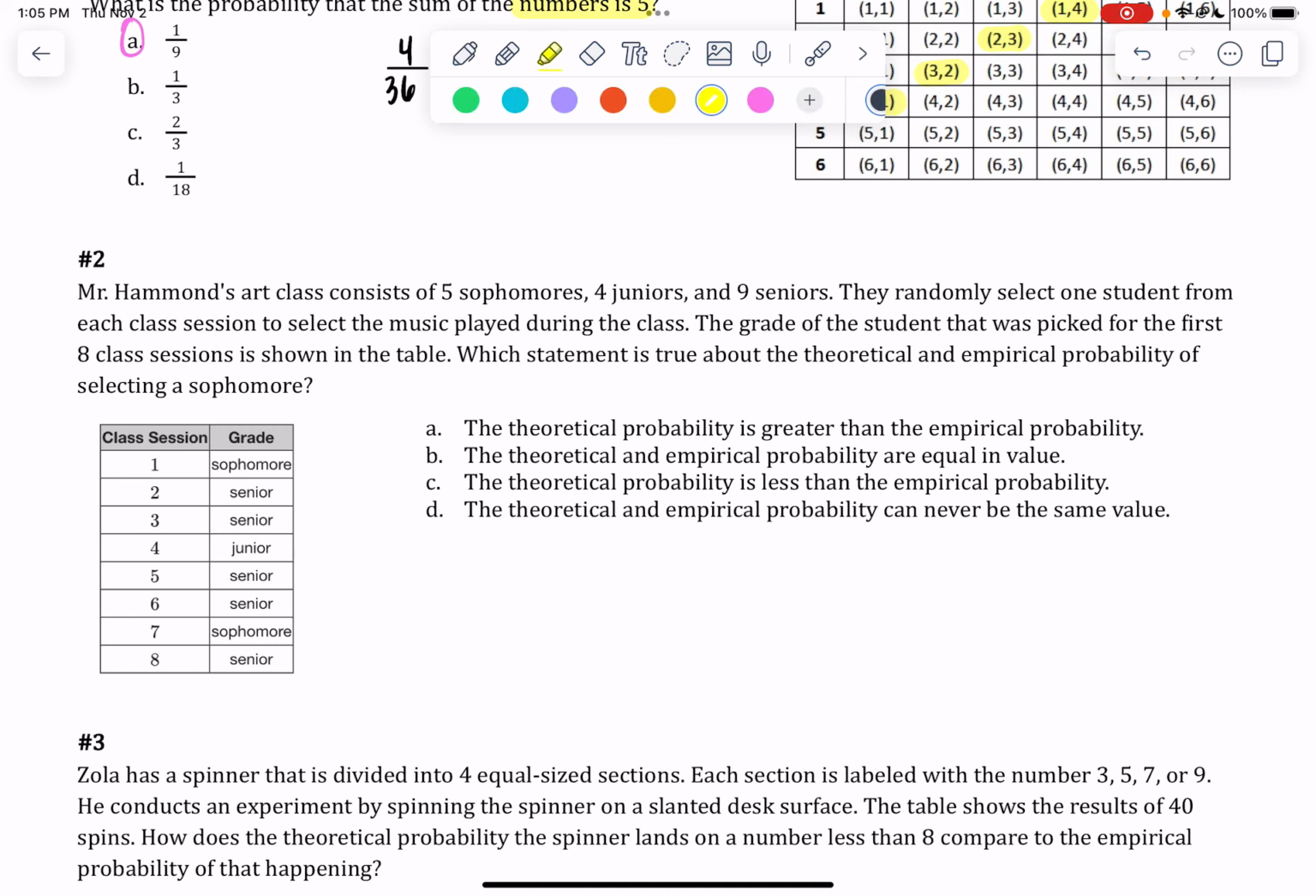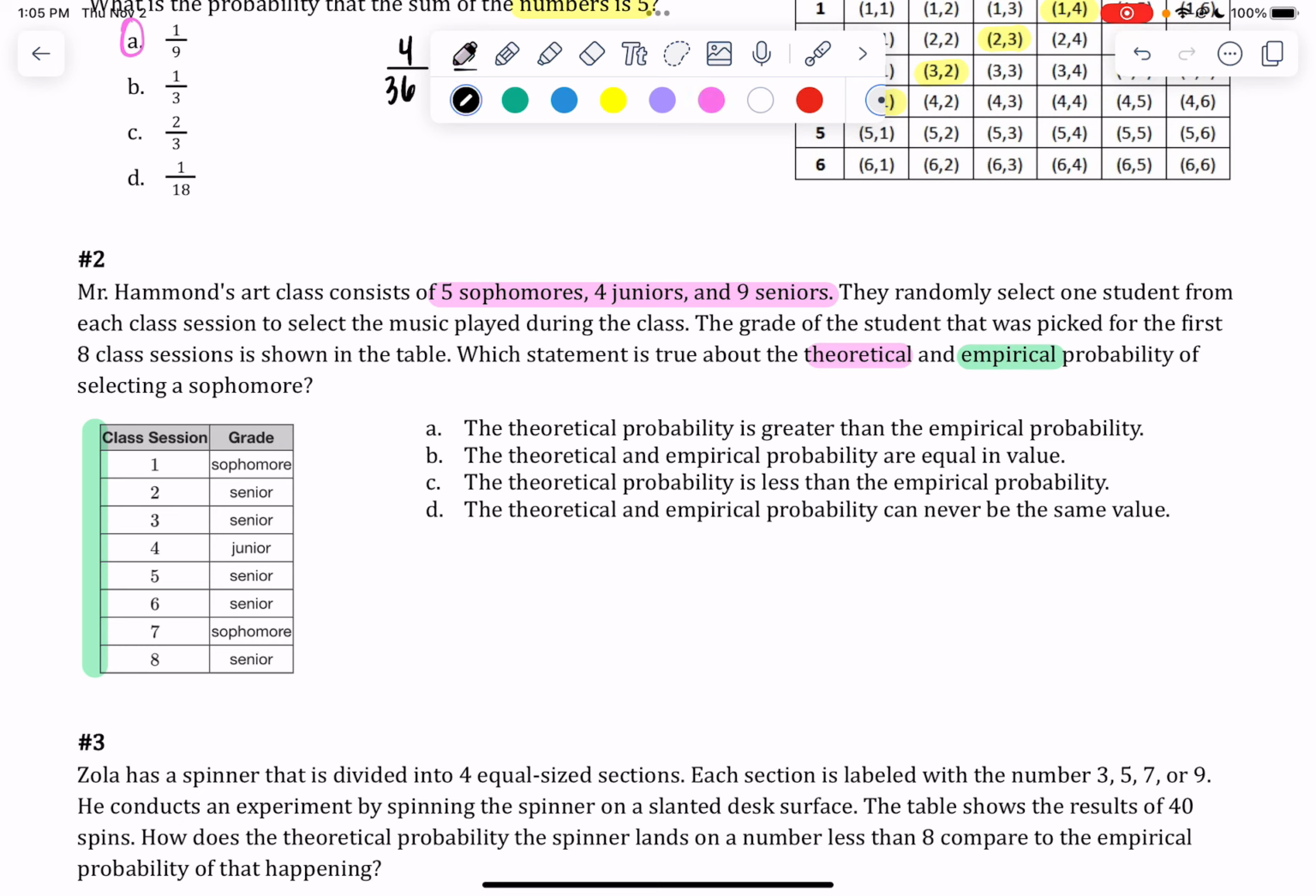So theoretical, remember, that's what's supposed to happen. The theoretical is based on the assortment of students in the class, of grades in the class. And then empirical is experimental, so it's what actually happens once you go to conduct an experiment. So empirical would come from the table. Theoretical is going to come from the breakdown, just the general possible outcomes, and then empirical comes from actually conducting an experiment.